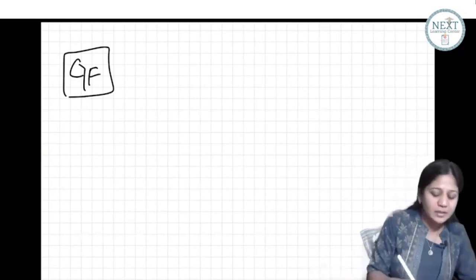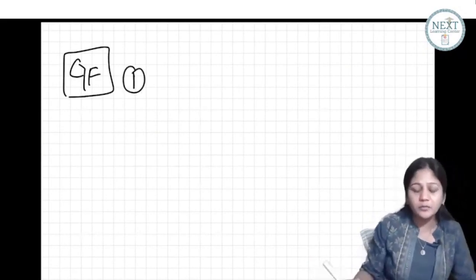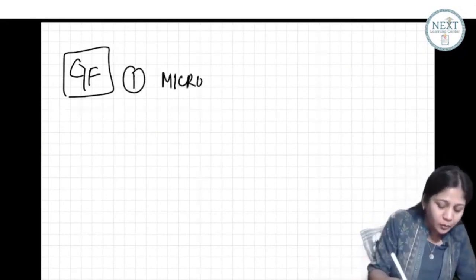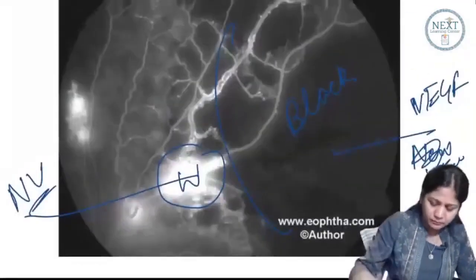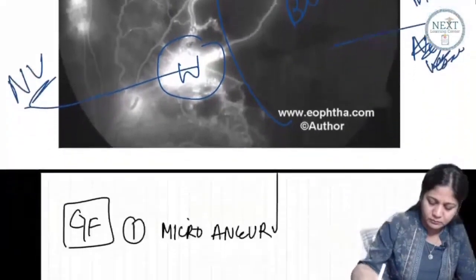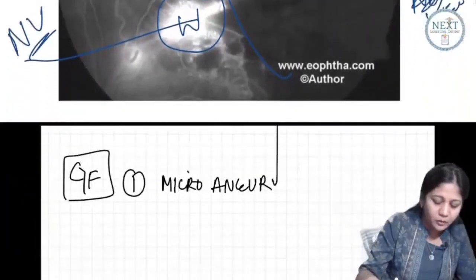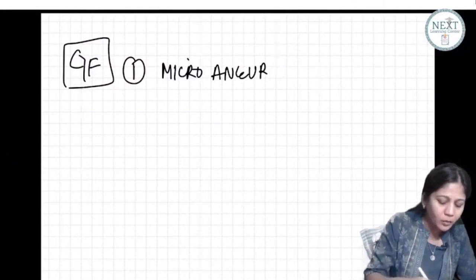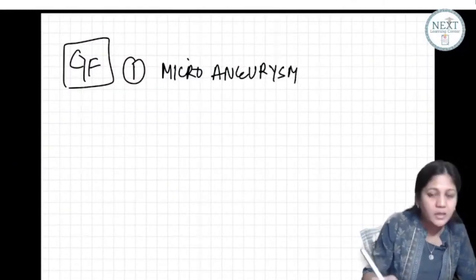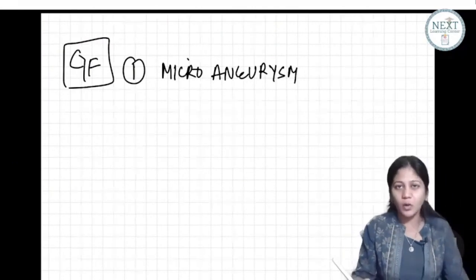So the first clinical feature we see in the retina of these patients is a microaneurysm. Microaneurysm. So guys, what do you understand by the word micro? Micro means small. What is aneurysm? A small dilatation of capillary wall.